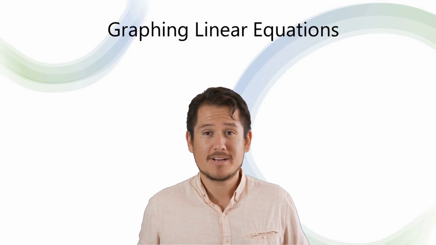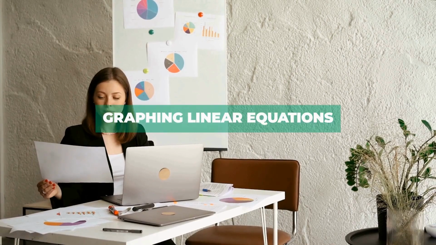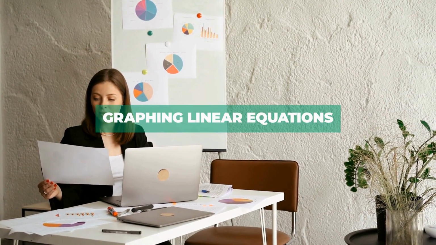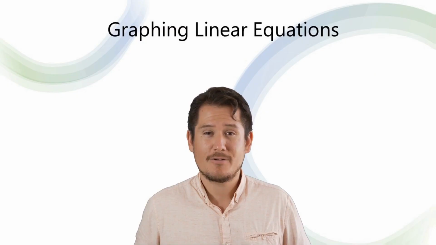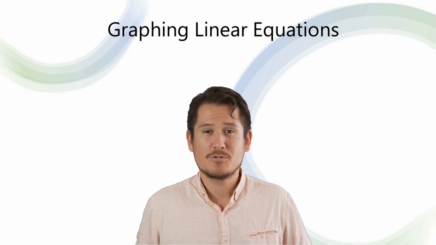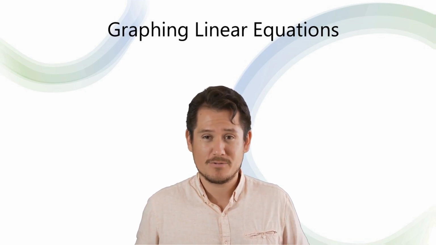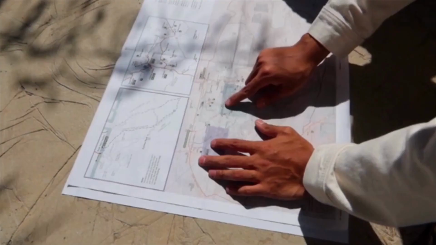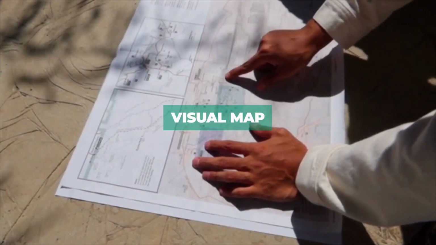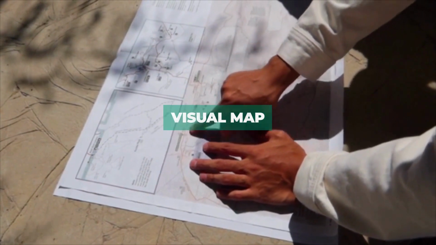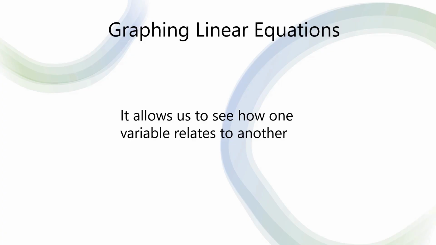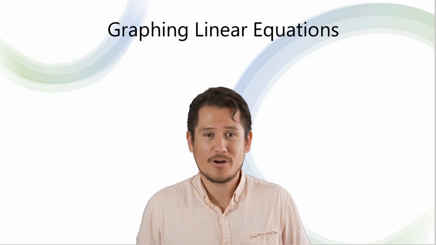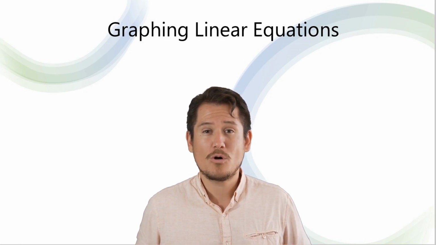Today, we're embarking on an exciting journey into the world of graphing linear equations. Graphs provide a visual representation of the relationships between variables, allowing us to interpret and solve problems with clarity and precision. Let's get started. Graphing linear equations is like creating a visual map of the mathematical landscape. It allows us to see how one variable relates to another. We'll learn how to translate equations into graphs, which can be immensely helpful in various real-world scenarios.